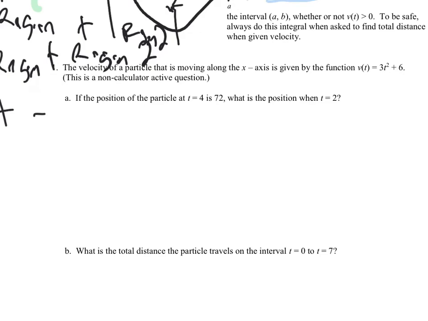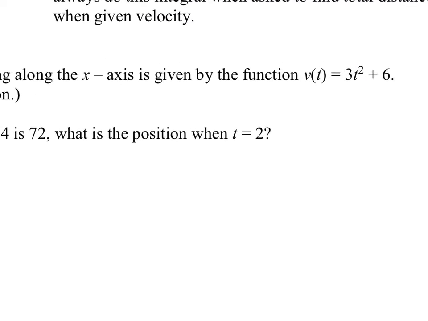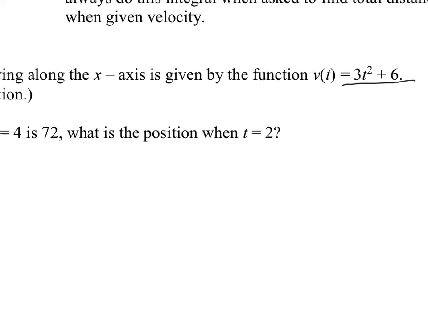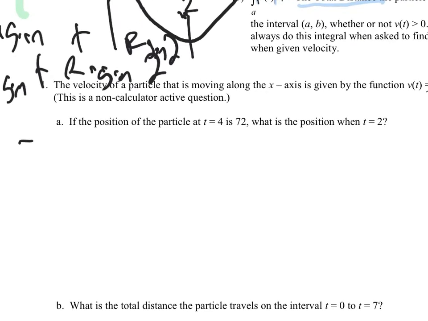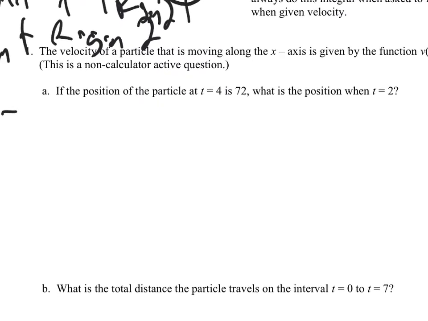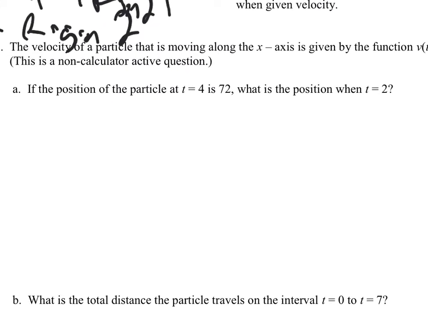The velocity of the particle moving along the x-axis is given by this function. Okay, it's just a parabola. And this is a non-calculator problem, so I won't have to pause and get a calculator or anything. If the position of the particle at t is 4 is 72, okay, he's telling me up front, at 4, I was at 72, whatever units. What's the position at 2? So this was a position at 4, and now I don't know what it is at 2. So I got a question mark there.